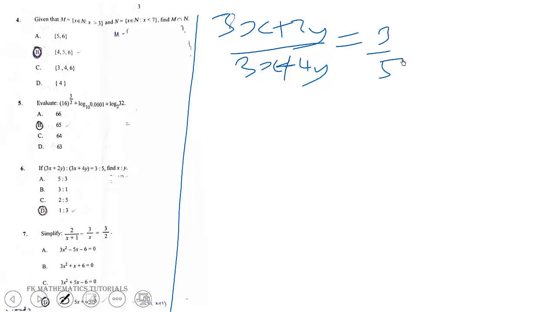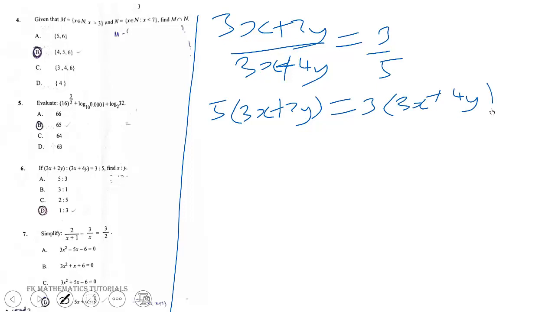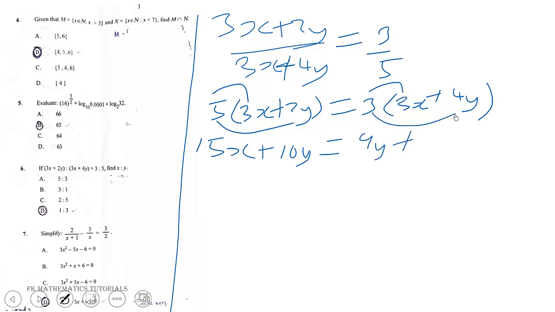Now if that is the case, we can cross multiply so that we have 5 into 3x plus 2y is equal to 3 into 3x plus 4y. So if that is the case, we expand. 5 times 3x will give you 15x. Then 5 times 2y will give you 10y, will be equal to 3 times 3x will give you 9x, plus 3 times 4y will give you 12y.